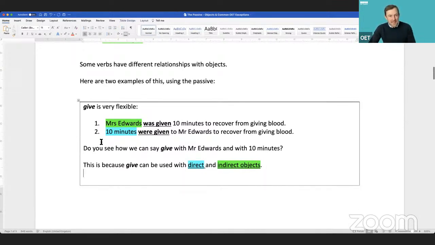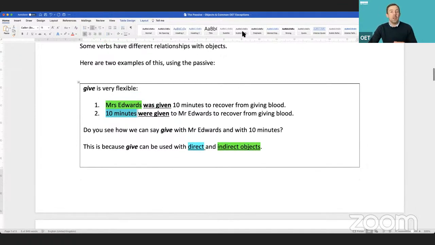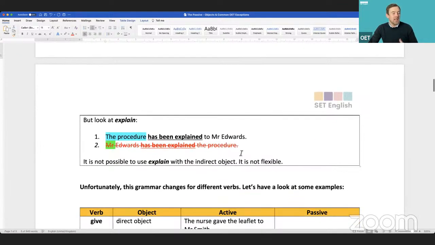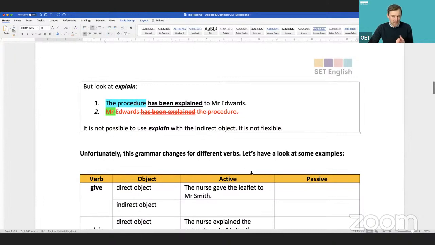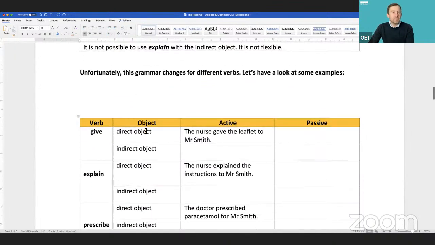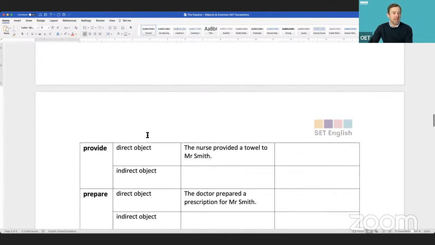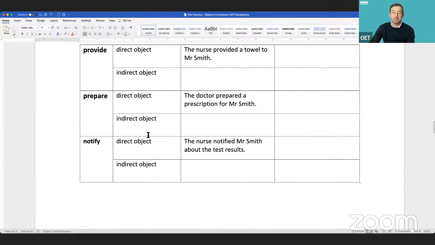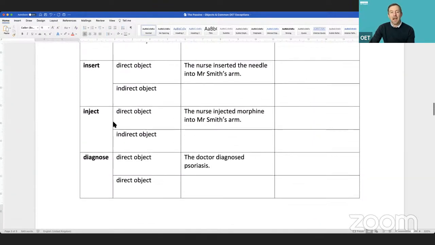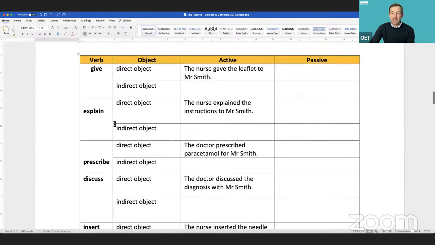If we look again at give, I can say Mrs. Edwards was given 10 minutes, or I can say 10 minutes were given. So I can focus on the indirect object with the verb give, or I can focus on the direct one. But other verbs like explain, that we looked at yesterday, don't work that way. They're different. So let's go into some detail. I've got give, explain, prescribe, discuss, insert, inject, diagnose, provide, prepare, and notify. I'd be interested to see how we do in groups making sentences.